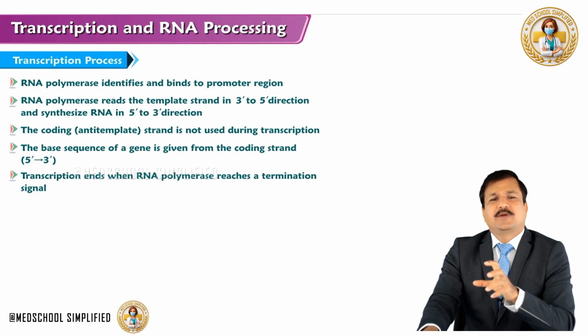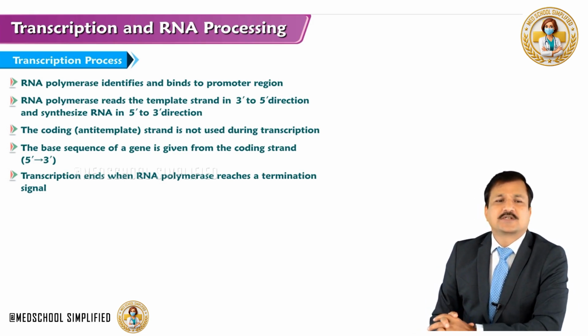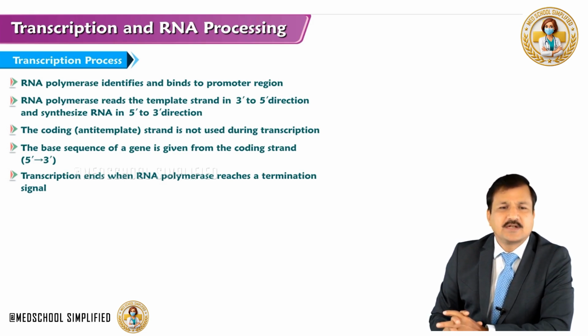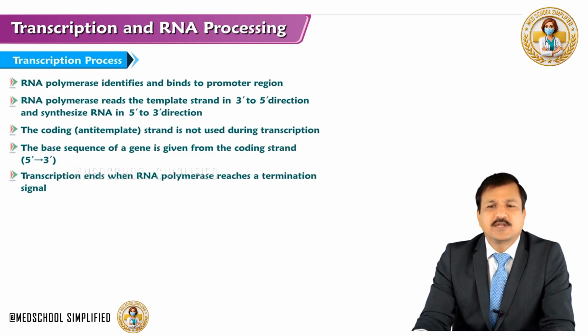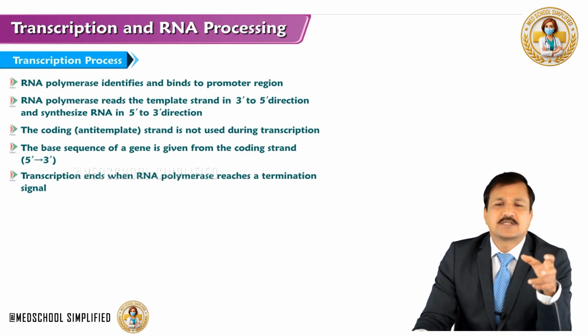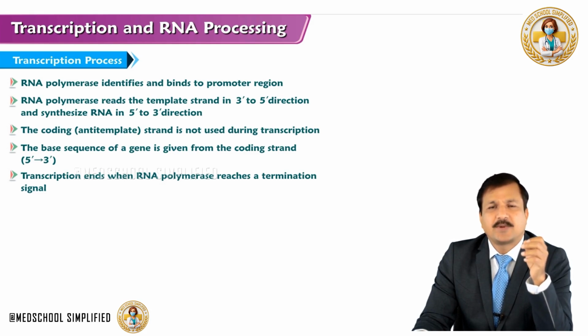The RNA polymerase moves along the template strand in the 3' to 5' direction as it synthesizes the RNA product in the 5' to 3' direction, using nucleotide triphosphates, that is ATP, GTP, CTP and UTP, as the substrates. RNA polymerase does not proofread its work. The RNA product is complementary and anti-parallel to the template strand.